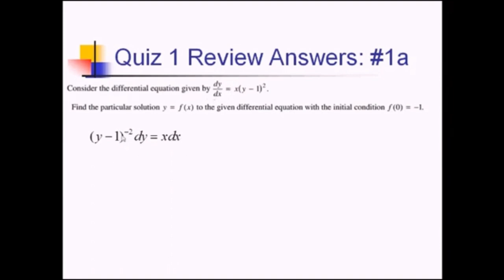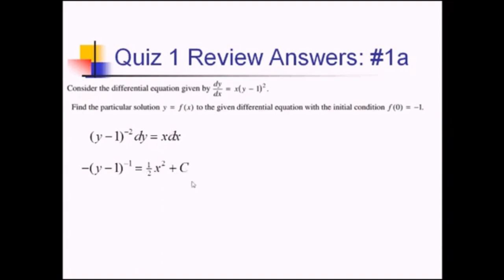Now that we've got them separated, we're going to take the antiderivative of each side. On the left side, using the reverse power rule, this bumps up to a -1. Dividing by that, we have a negative quantity (y minus 1). And on the right side, this bumps up to a 2. Divide by that, we've got 1/2 x squared plus c.